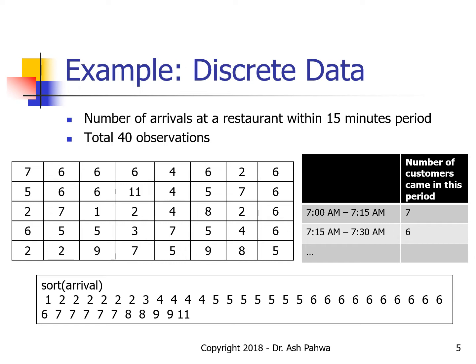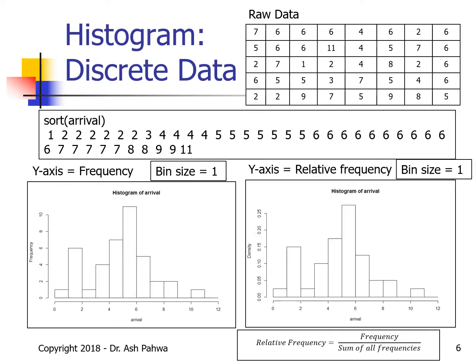If we sort our data, we can see it in the table at the bottom of the slide. As we look at the sorted data, we see that number 1 appears once. So in one 15-minute period, only one customer came. And how many times did 2 customers come in a 15-minute period? We can count the number of 2's, which are 1, 2, 3, 4, 5, and 6. So in 6 fifteen-minute intervals, there were only 2 customers who came, and so on. This provides us with the semantics of this data.